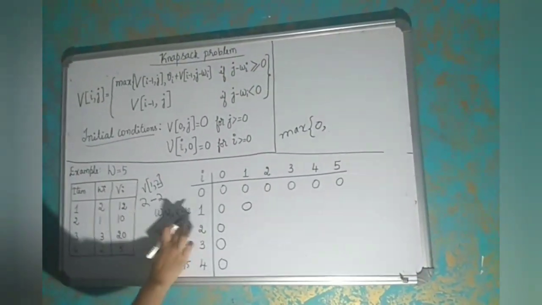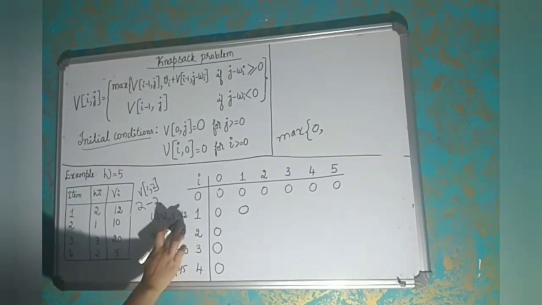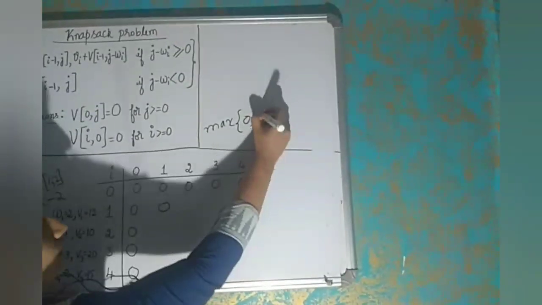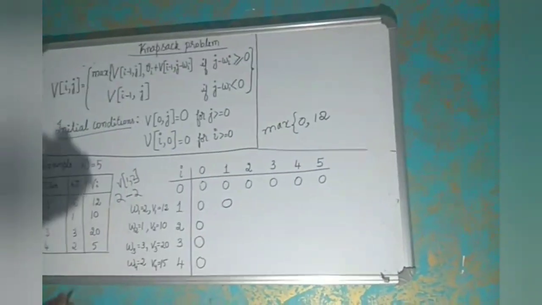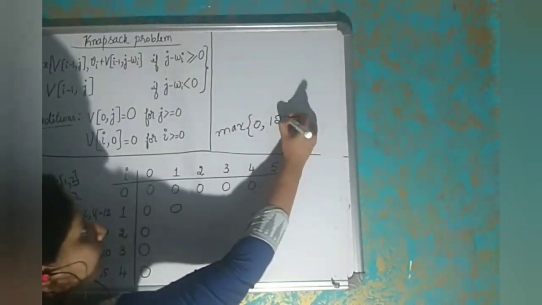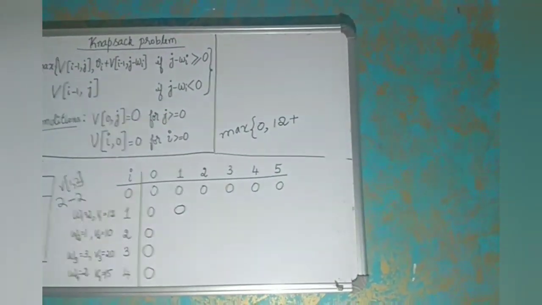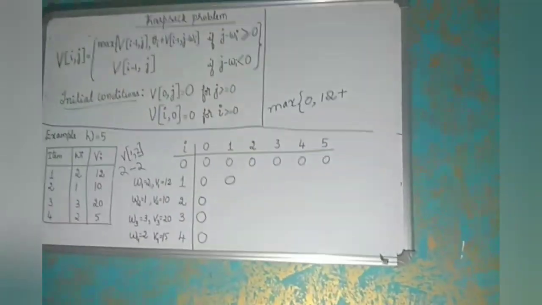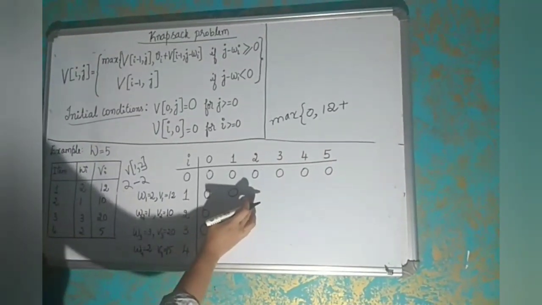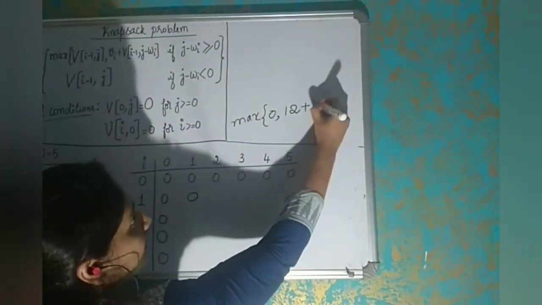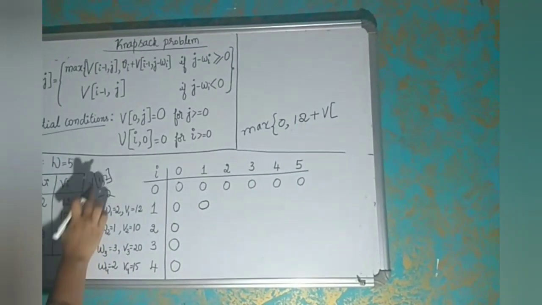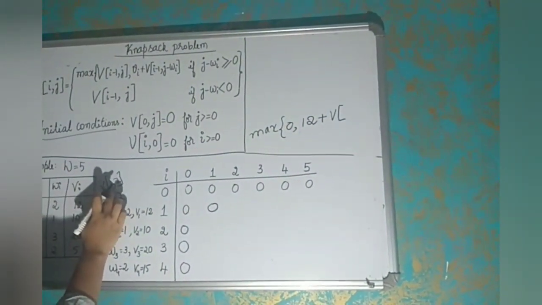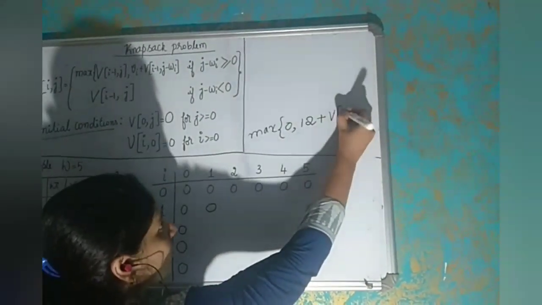Vi is nothing but the value of this item. What is the value of the item? Value of the item is 12, plus V of I minus 1. V of I minus 1 is V of I minus 1. What is I? I is 1. 1 minus 1 is nothing but 0.